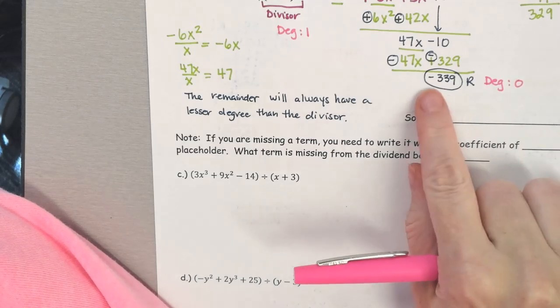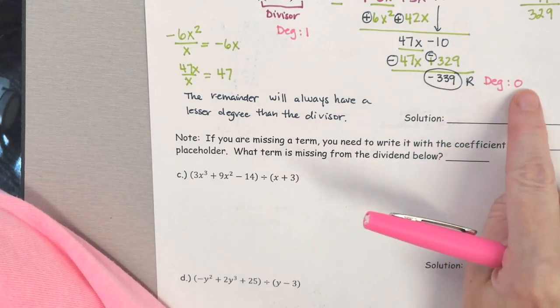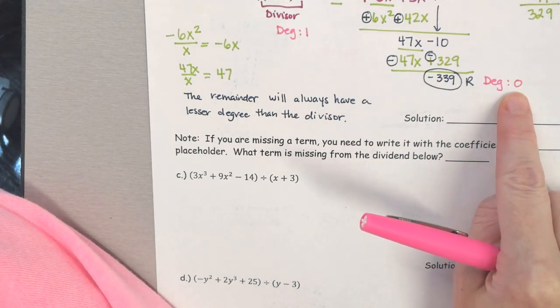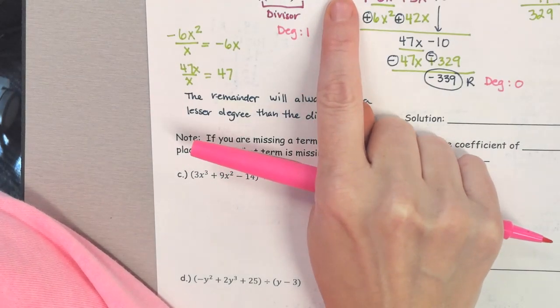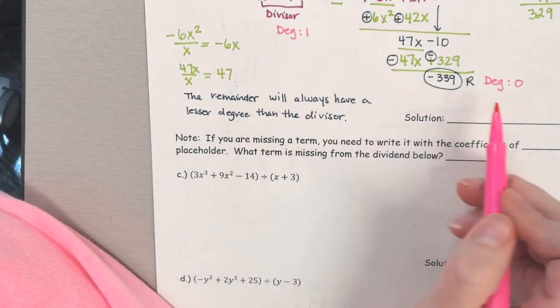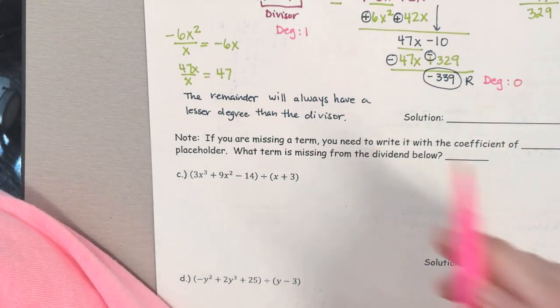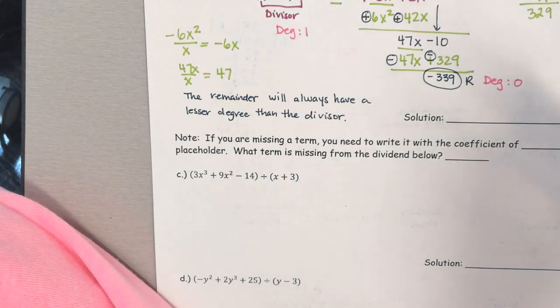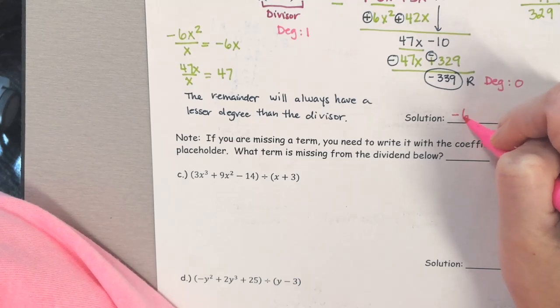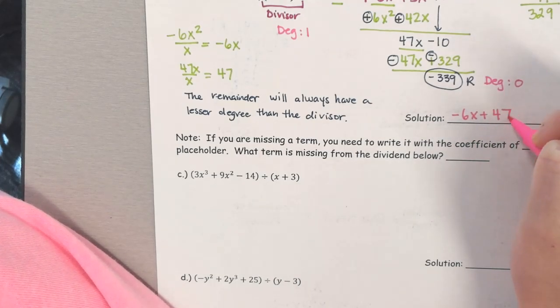So any number is not going to have an x value, and that's why your degree is 0. Any x value that doesn't have an exponent has the degree of 1. So because this degree is less than that of the divisor, we know that we are done. And then your solution is the quotient.